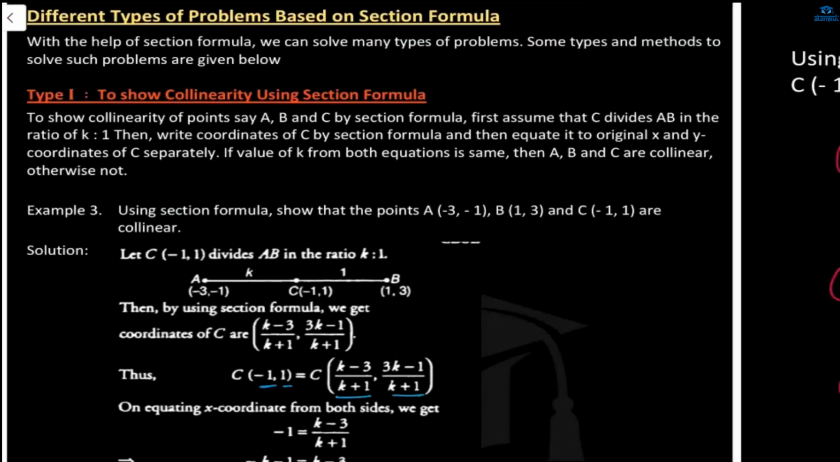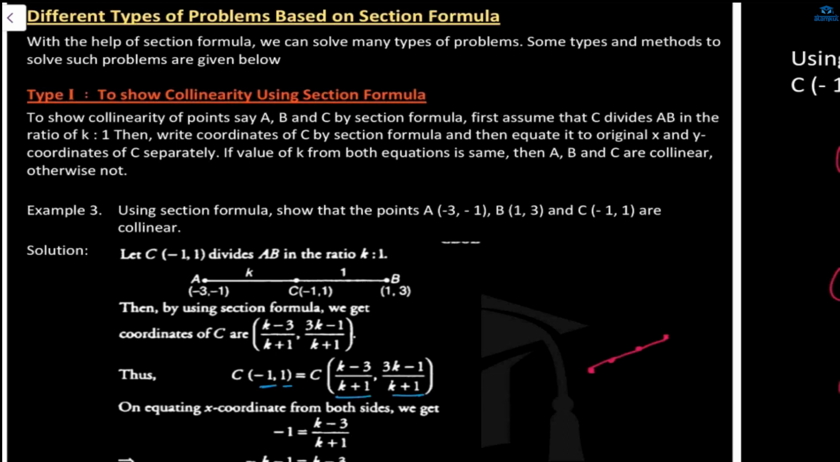Now the first different types of problem based on section formula. The first problem that we have solved on section formula is to check whether points are collinear or not. Collinearity, I think we have seen many times. What do we mean by collinearity? Collinearity means the points lie in the same line. There is no zigzag, all the points lie in the same line. Then the points are called collinear. The condition to be collinear is that a minimum of 3 points should be there. Two points will always be collinear, so a minimum of 3 points is required.